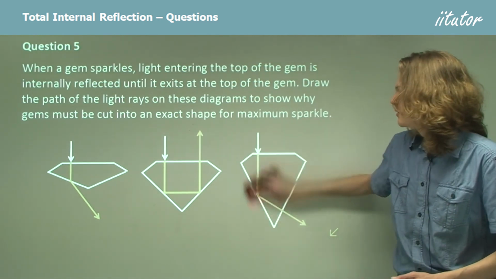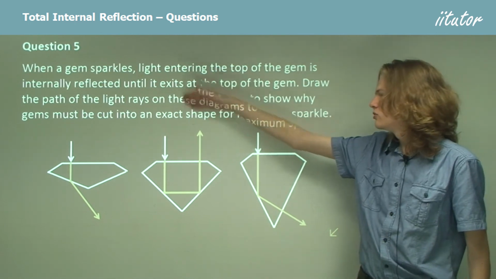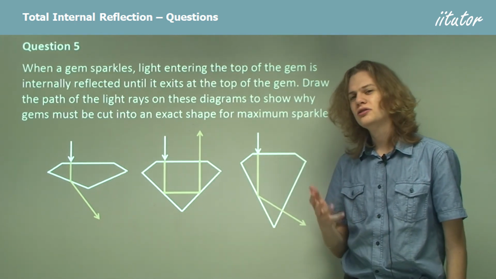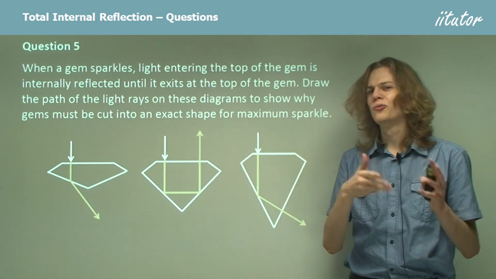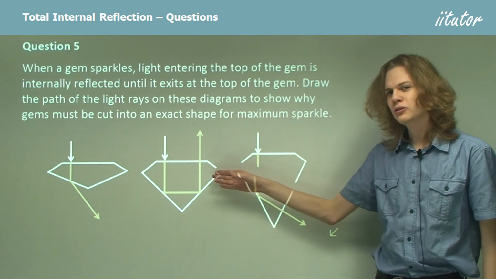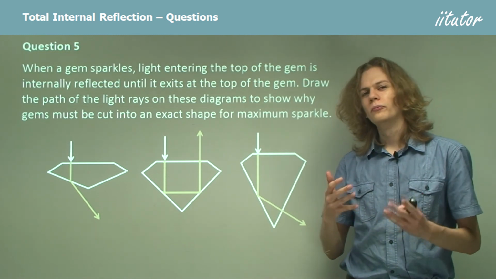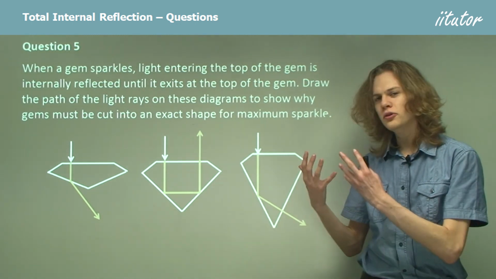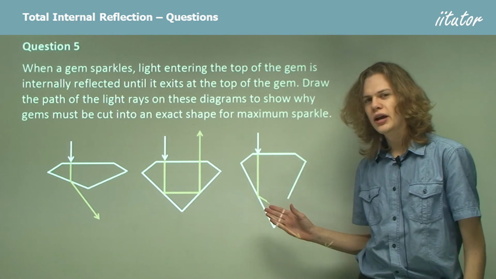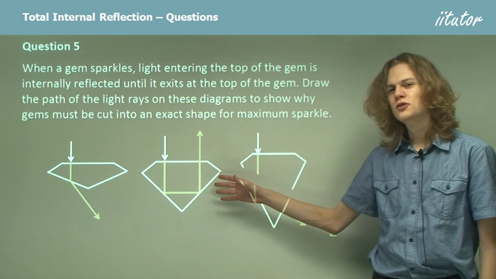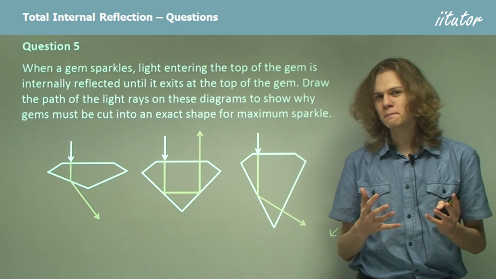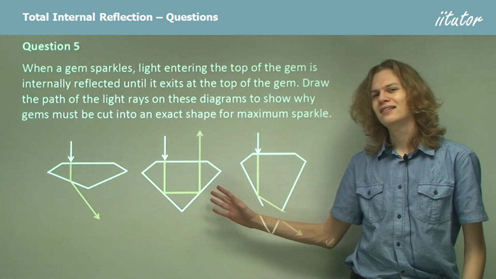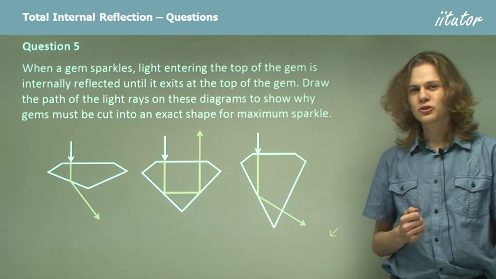So this means that almost all of the light coming into the top of the gem is totally internally reflected, unless it's coming in at exactly the wrong angle. You can see that in this middle gem, there is far more light ending up coming out of the top of the gem than in either of the other two cases. And this is what causes the most sparkle. So if we want to have a very, very sparkly gem, then we need to cut it in exactly the right way. So this concludes the questions.